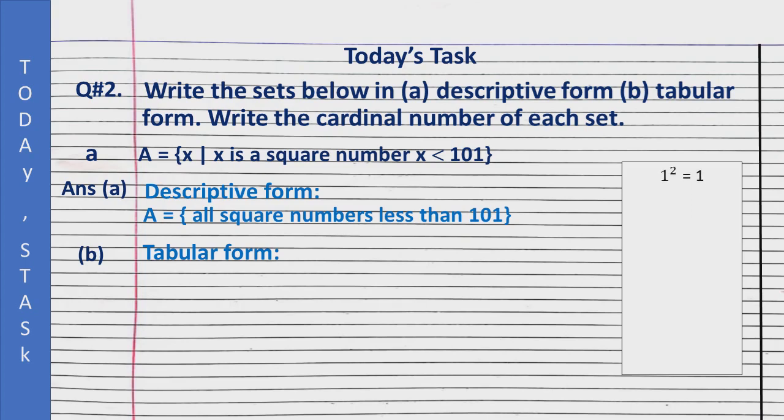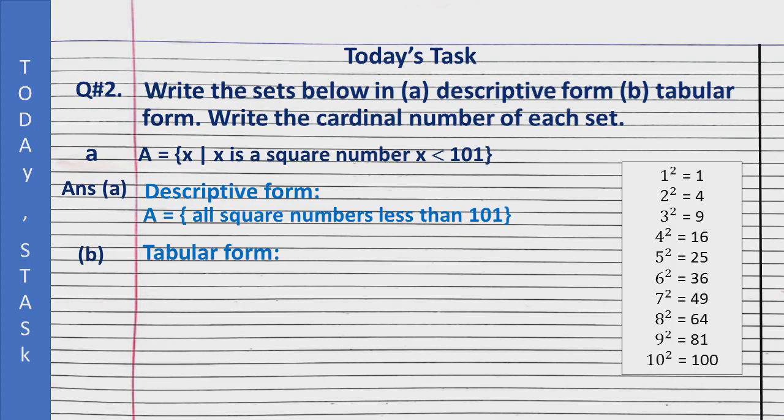So 1 raised to power 2 is equal to 1, 2 raised to power 2 is equal to 4, 3 raised to power 2 is equal to 9, 4 raised to power 2 is equal to 16, 5 raised to power 2 is equal to 25, 6 raised to power 2 is equal to 36, 7 raised to power 2 is equal to 49, 8 raised to power 2 is equal to 64, 9 raised to power 2 is equal to 81 and 10 raised to power 2 is equal to 100.